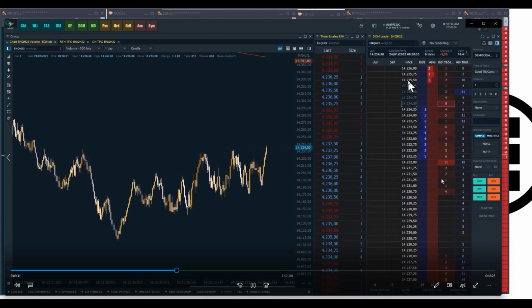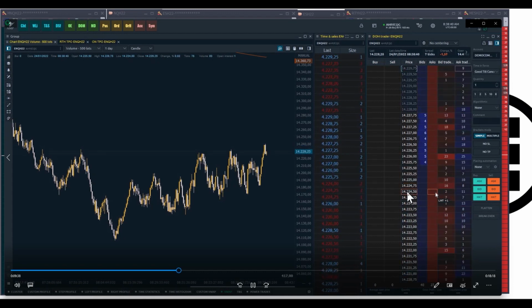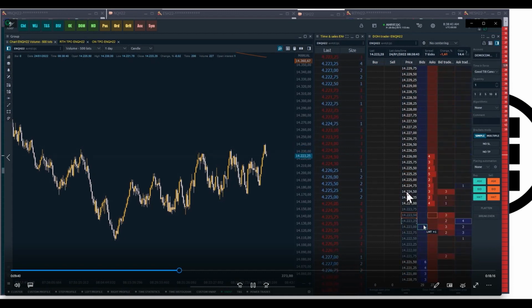Okay, so that's one little nuance if you want to keep that tidbit, as trading on a DOM with a thin market like the crude or the Nasdaq.